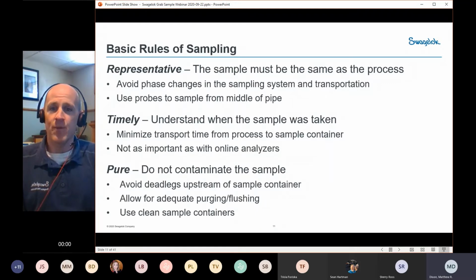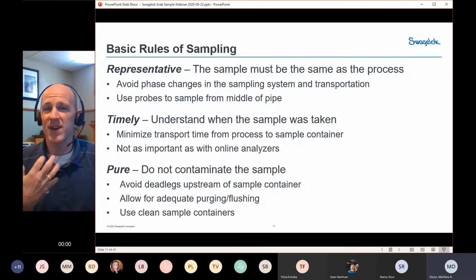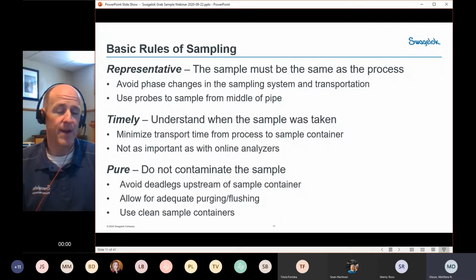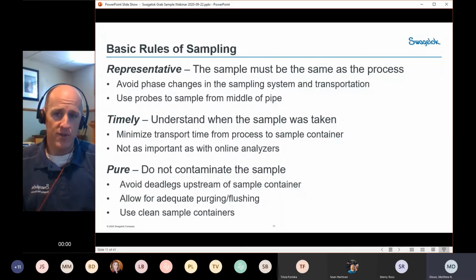We want that sample to be representative, meaning that it must be the same as whatever it is that's flowing through that process pipeline or coming out of or that's actually stored in that tank. So we want to make sure that we're avoiding phase changes, for example. Again, phase changes can really fundamentally change your sample, so it's really something to be avoided.